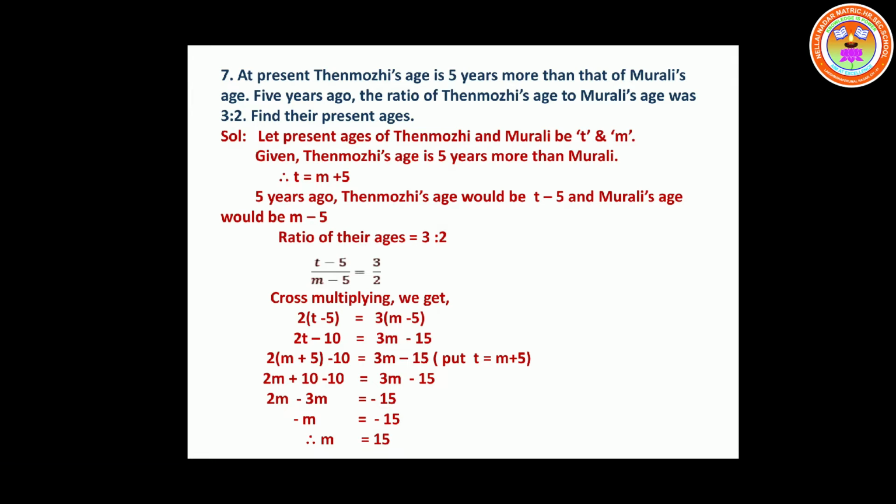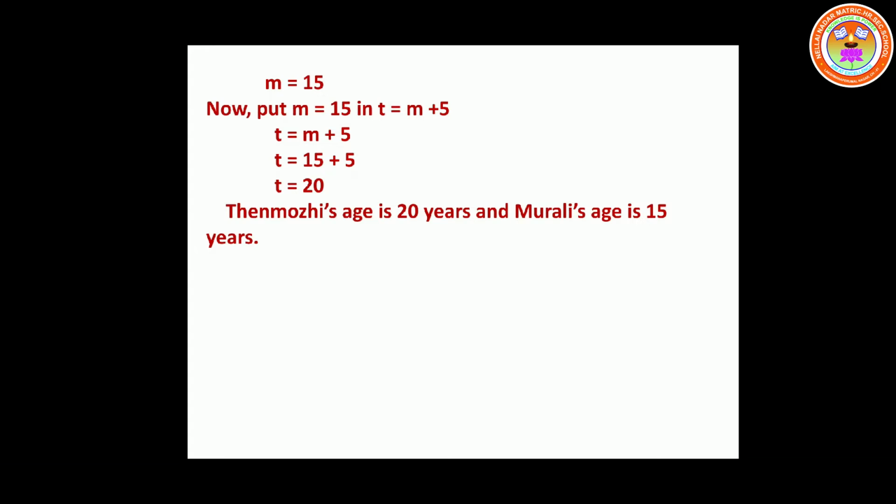Now I have to find what is Tainmuri's age. So now I am going to take M is equal to 15. I am going to substitute the value in T is equal to M plus 5. So where there is M, I am going to substitute 15. So T is equal to 15 plus 5, that is 15 plus 5 is nothing but 20. Therefore, Tainmuri's age is 20 years and Murali's age is 15 years.